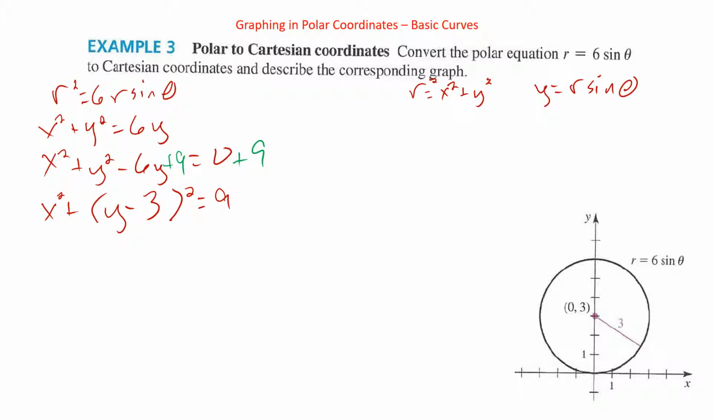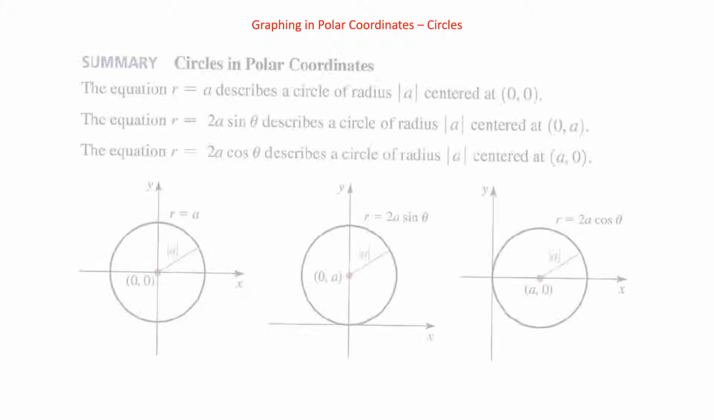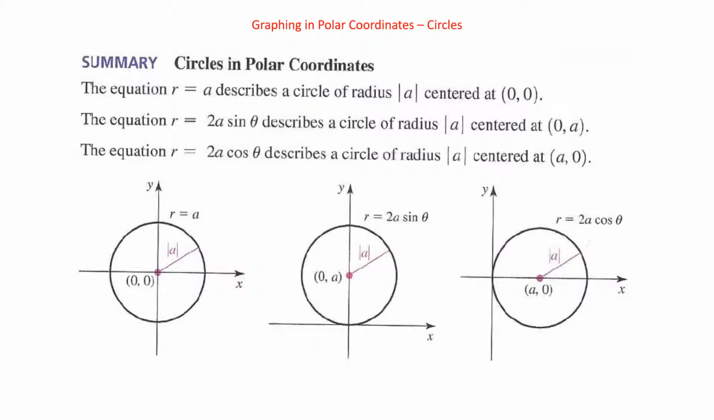We can generalize this. If we generalize that, instead of the 6, we could use a. When we have r equals a, it's just centered at 0, 0 with radius a. When we have r equals 2a sine theta, it's centered up a, so the 2a would be that whole diameter there. So this half distance is just half of that number. So we had 6, that was 3.